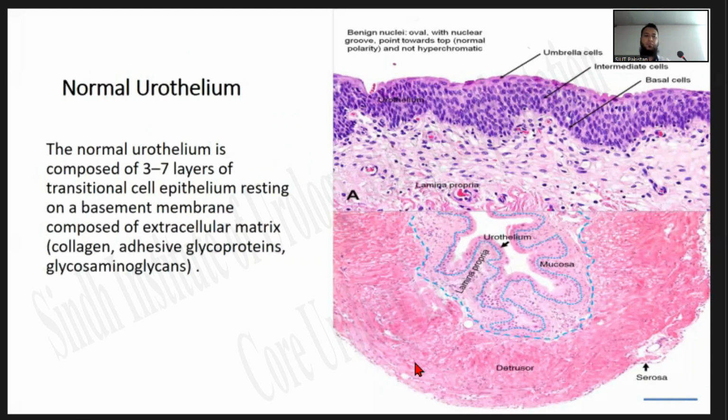It is showing the normal urothelium, composed of 3 to 7 layers of transitional epithelium resting on the basement membrane, composed of the extracellular matrix, collagen, glycoproteins and glycosaminoglycans. This purple color is rich due to the cytoplasm and the nucleus, and less of the collagen is here, and then is the lamina propria, and there is the muscle of the normal epithelium histologically shown, and here is the serosa.